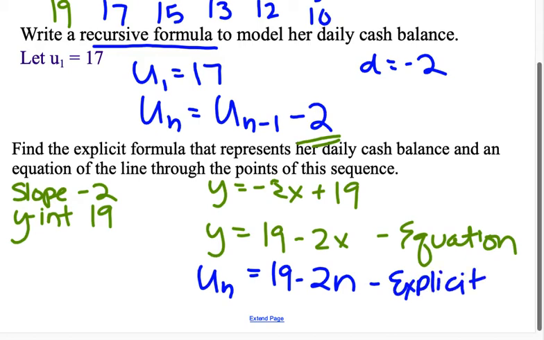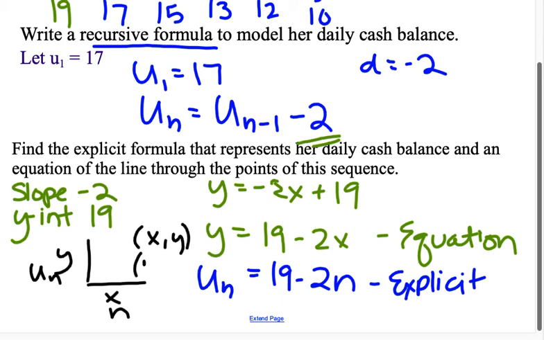All right, and then the idea of graphing it, again, you have your x-axis and your y-axis. The x serves as your n, the y serves as your u sub n, because you'd have ordered pairs x comma y or n comma u sub n. So the x and the n, the term number matches with the x, and then u sub n, the value of the term, matches with the y.